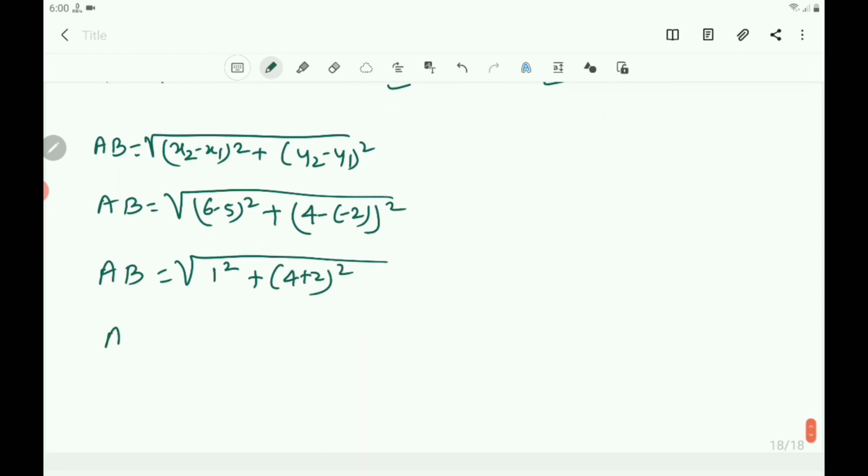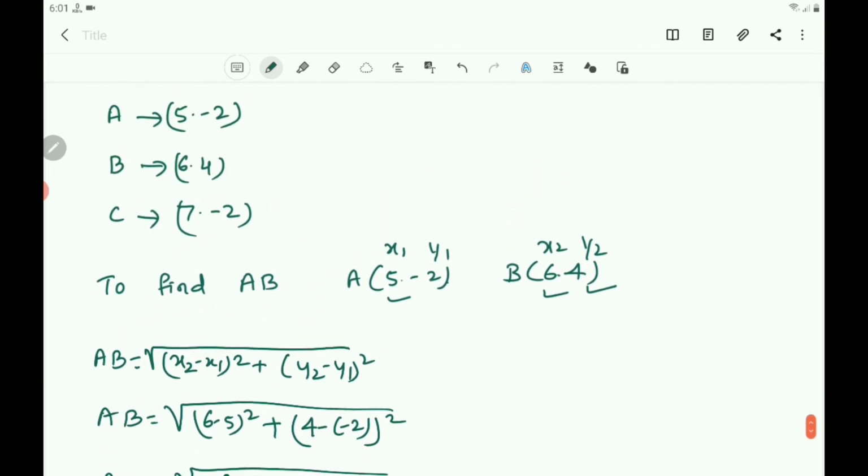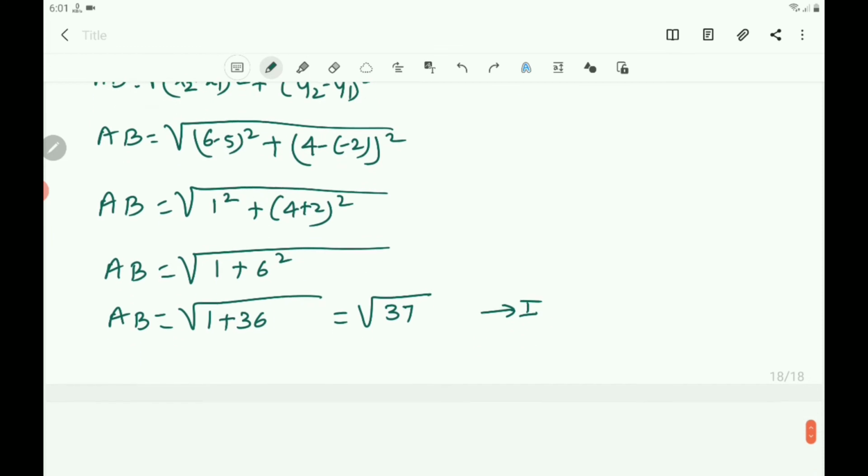Then AB equals whole root 6 minus 5 is 1 square plus 4 minus of minus 2 is 4 plus 2, 6 whole square. So AB equals 1 plus 6 square is 36. So you got AB equals root 37. 36 plus 1 is 37. Now you consider this is the first value. Then to find BC, you write BC.